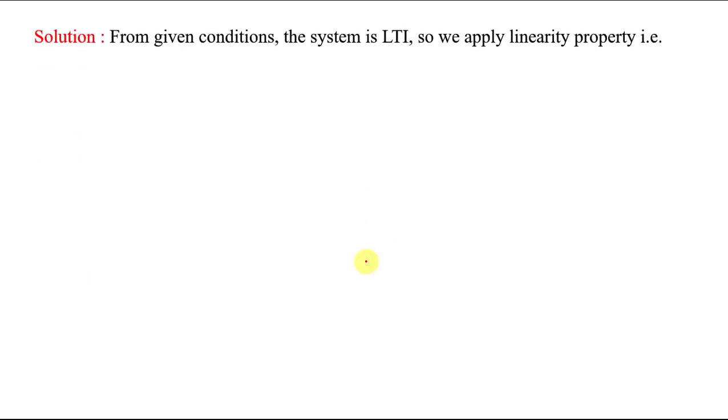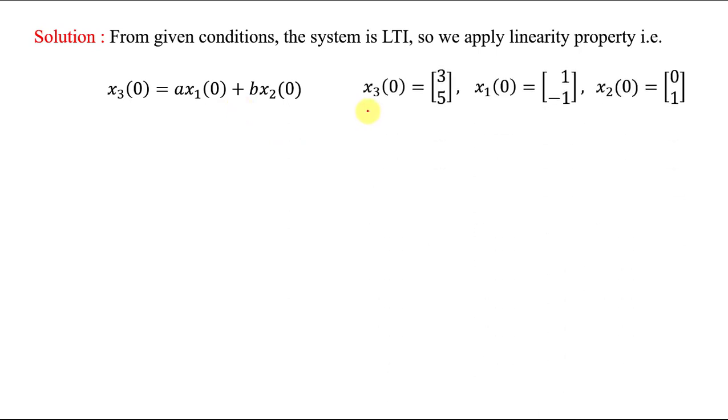From the given condition, the system is LTI, so we will apply the linearity property, that is x3(0) equals a times x1(0) plus b times x2(0) by using the linearity property, where a and b are constants. x3(0) is given as [3 5], x1(0) is given as [1 -1], and x2(0) is given as [0 1].